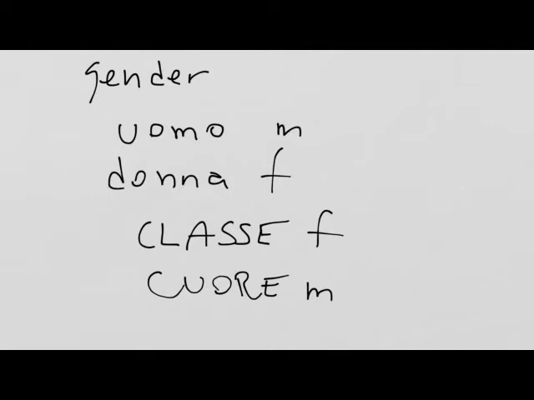Now, let's go forward. Let's take these examples that I hope will make things clear. Maybe you're familiar with the word bambino. Bambino means boy. Bambina means girl. Classical example of gender distinction, which is automatic. Let's take classe and cuore, since we already started working with it.